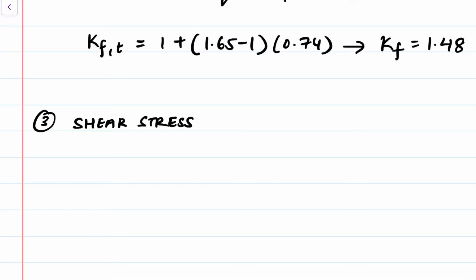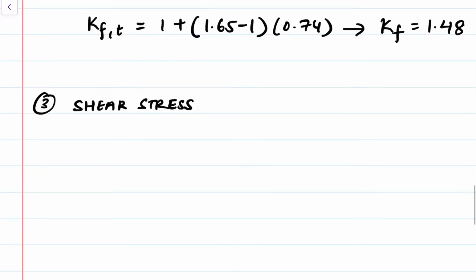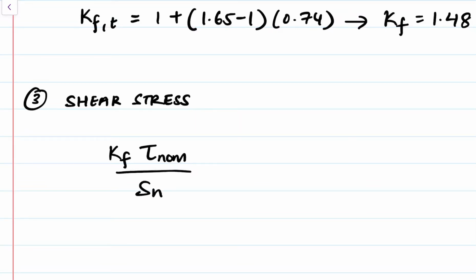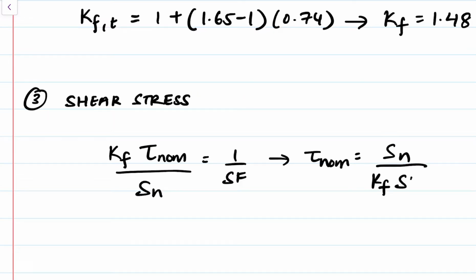So again, I highly recommend you maybe draw a flow chart of all the data you need to calculate, so you're not wasting time calculating extra values that you don't really need. So for shear stress, I can use that equation. I had Kf times tau nominal over Sn is equal to 1 over Sf. So if I were to isolate tau nominal, I would get the endurance limit divided by the stress concentration factor multiplied by the safety factor.